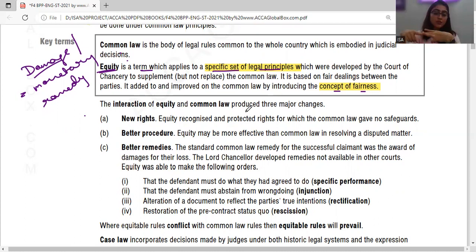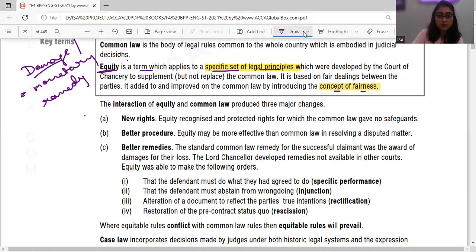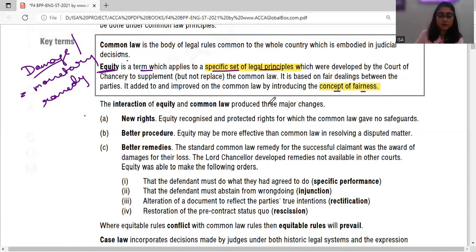Ali, read, what were those three? New rights. Equity recognized rights for which the common law gave no safeguard. B. Better procedure. Equity may be more effective than law in resolving a disputed matter. C. Better remedies. The definite common law remedy for the successful claimant was the award of damages for their loss. The Lord Chancellor developed remedies courts. Equity was able to make the following orders. Defendant must do what agreed to do. The defendant must abstain from the wrongdoing, restoration of pre-contract status quo, and alteration to a document to reflect party intention.